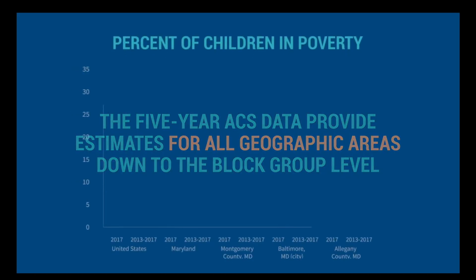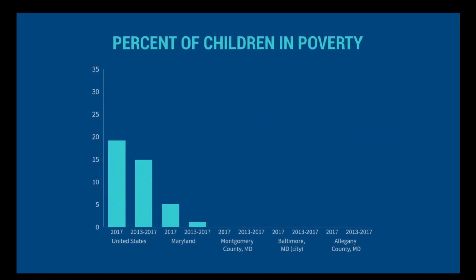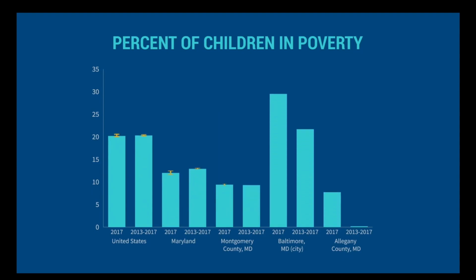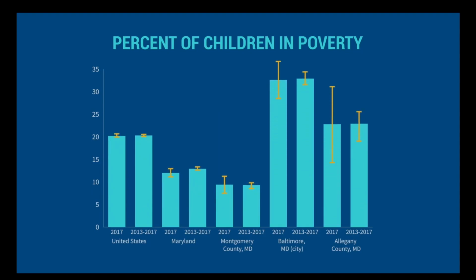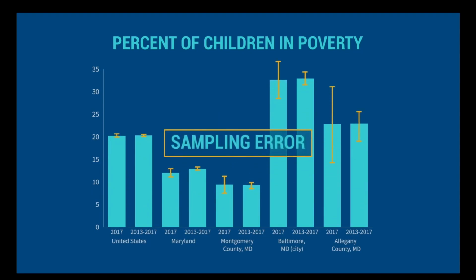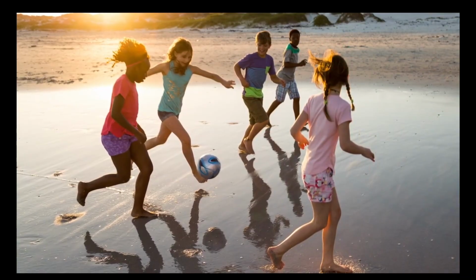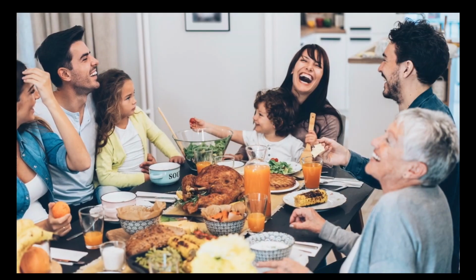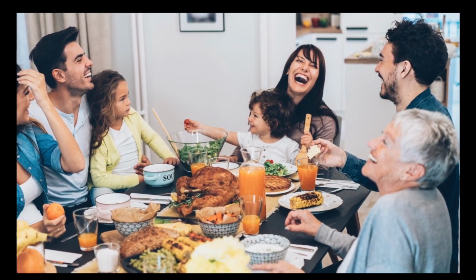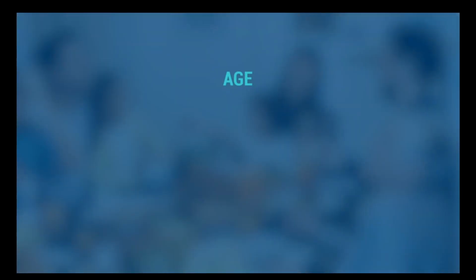Because the ACS is based on a sample rather than all housing units and people, ACS estimates have a degree of uncertainty associated with them, called sampling error. In general, the larger the sample, the smaller the level of sampling error. The ACS includes many topics that are relevant for child well-being, such as school enrollment and educational attainment, employment status, income, health insurance coverage, and family structure. Many ACS data tables are also available, disaggregated by age, sex, race, and ethnicity.